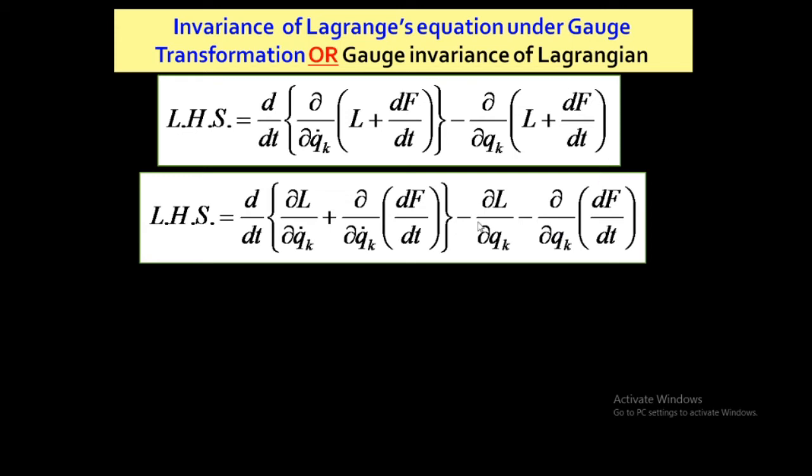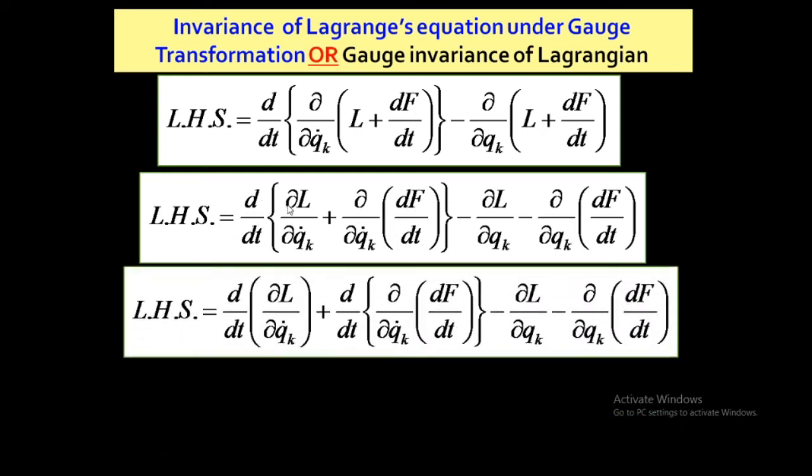I have separated them. Now this d by dt is common for the whole bracket, the first bracket. So I can distribute this d by dt, associated with the first term, and this d by dt is also associated with the second term, so I will separate it. By opening that bracket, I will get d by dt del L by del q k dot plus d by dt is also associated with that term because this is common, so d by dt del by del qk dot df by dt, and these terms are as they are.